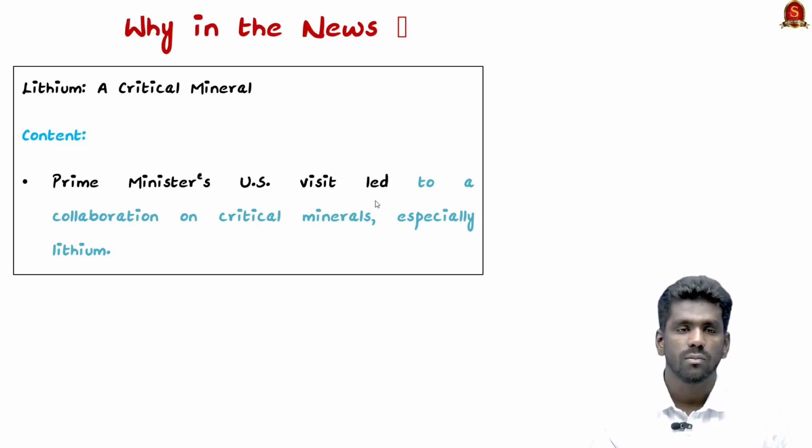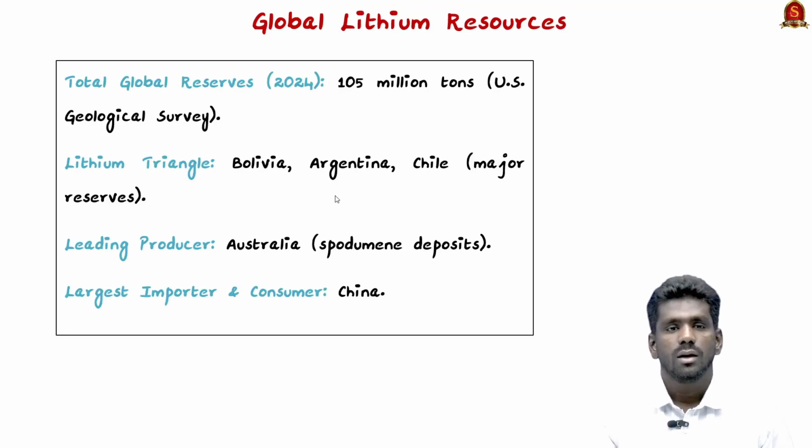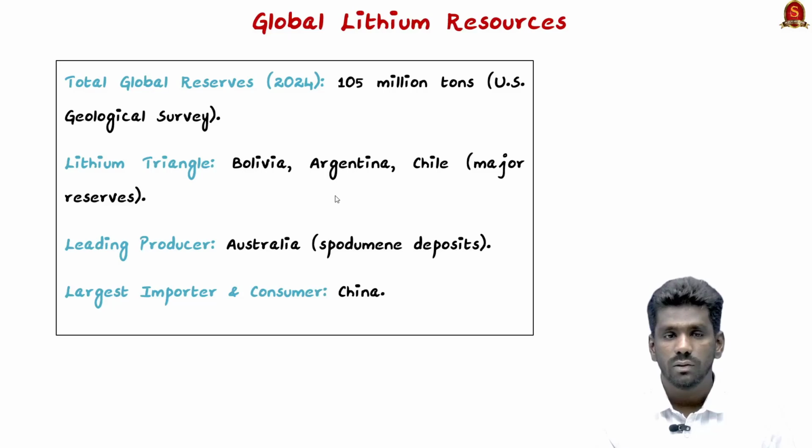Lithium is the lightest metal and has the chemical symbol Li. The atomic number of lithium is 3 and it was first discovered in 1817. Lithium is becoming increasingly important for us, especially due to its critical role in modern technologies. Lithium is used in batteries for electric vehicles, mobile phones and energy storage devices.